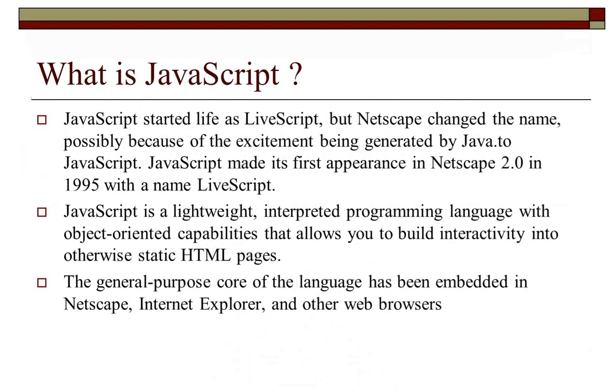What is JavaScript? JavaScript started life as LiveScript, but Netscape changed the name, possibly because of the excitement being generated by Java. JavaScript made its first appearance in Netscape 2.0 in 1995 with the name LiveScript. JavaScript is a lightweight, interpreted programming language with object-oriented capabilities that allows you to build interactivity into otherwise static HTML pages. The general purpose core of the language has been embedded in Netscape, Internet Explorer, and other web browsers.